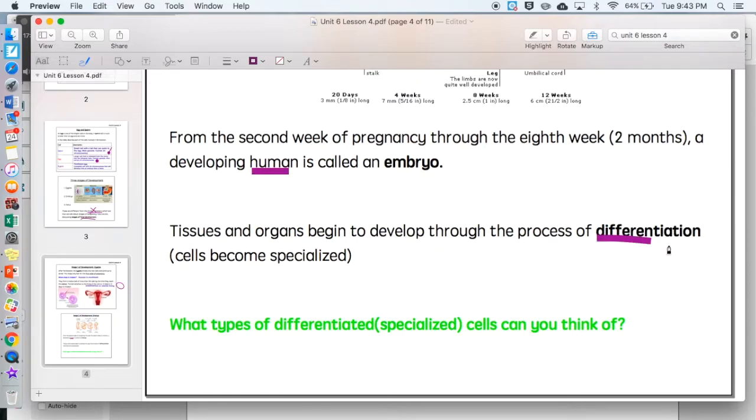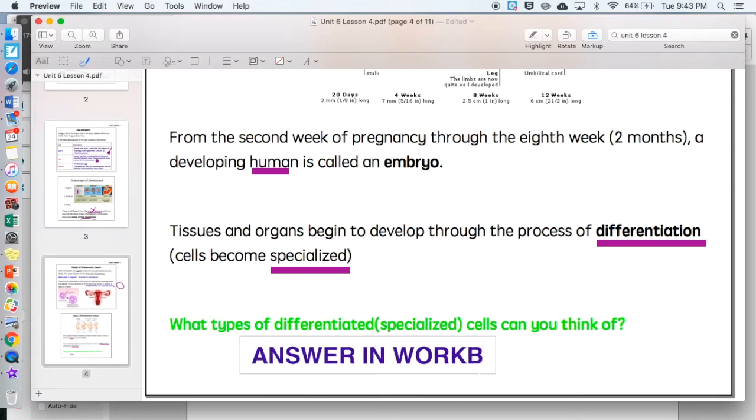So tissues and organs begin to develop through the process of differentiation. So think for a moment, we learned about differentiation or specialization back when we talked about the different types of cells your body has. So you're going to answer this in your workbook. Again, we'll go over this in class together, but you're going to try it first in your workbook. What types of differentiated or specialized cells can you think of in your body? I will give you a hint. We've had some whole units about these.